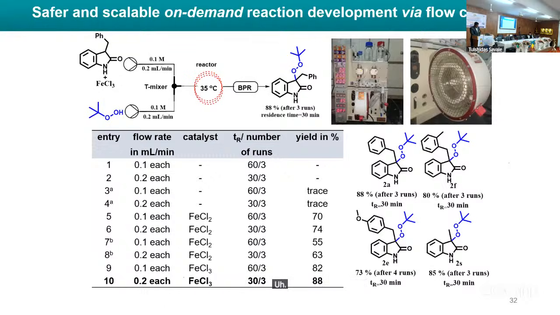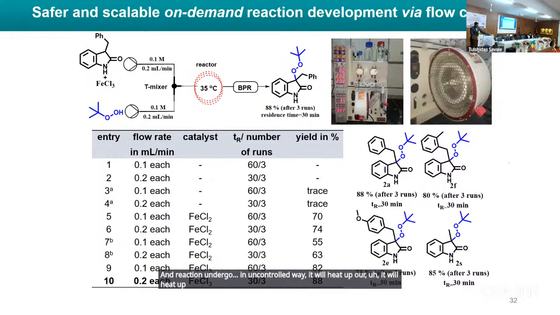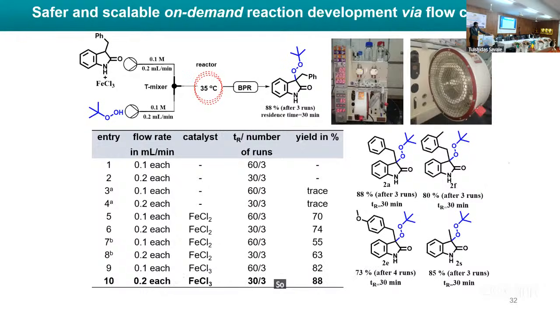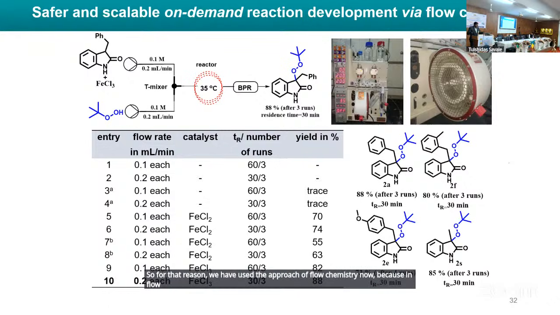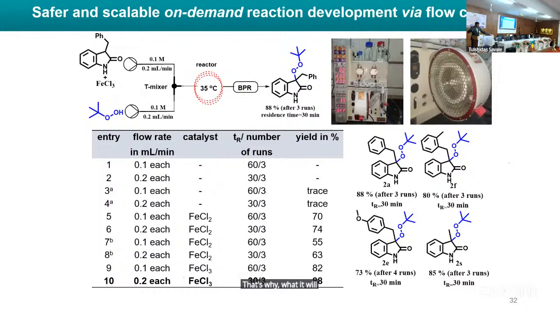Then later, everything was fine, but the problem was once you mix the reactants such as peroxide and metal with each other, it will generate high exotherms, and the reaction undergoes in an uncontrolled way. It will heat up our round bottom flask or any reactor vessel we are using. So for that reason, we have used the approach of flow chemistry, because in flow at a single time we are only passing a very small amount of reactants. That's why it will lower the exotherm.